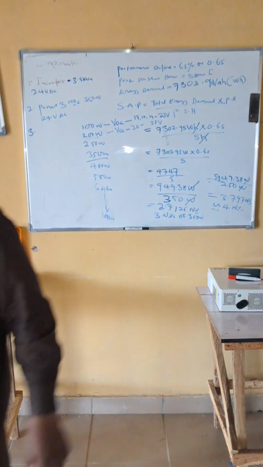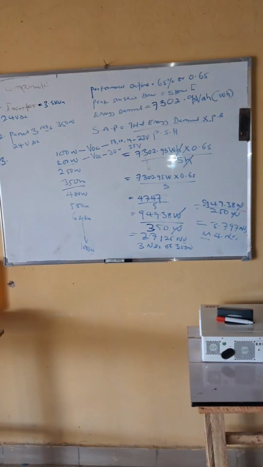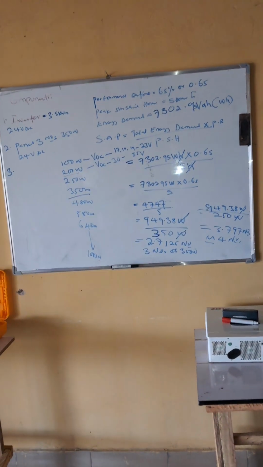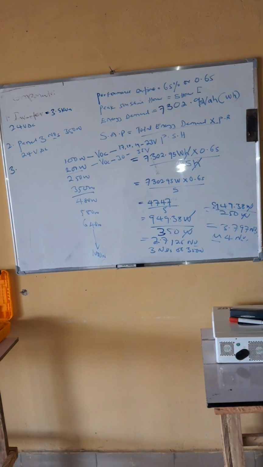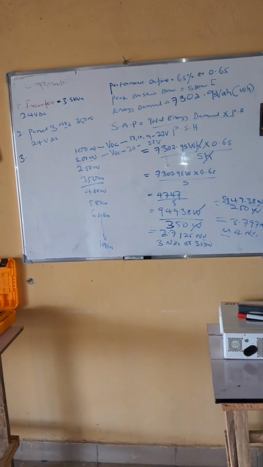Let us use the information on the solar panel to size our charge controller. If you look at the nameplate here, we have maximum power, open circuit voltage, and short circuit current. The open circuit voltage here is 37.2.